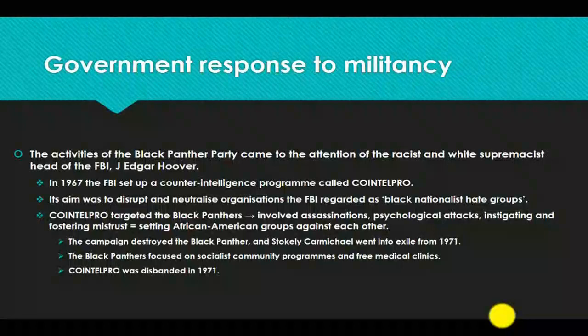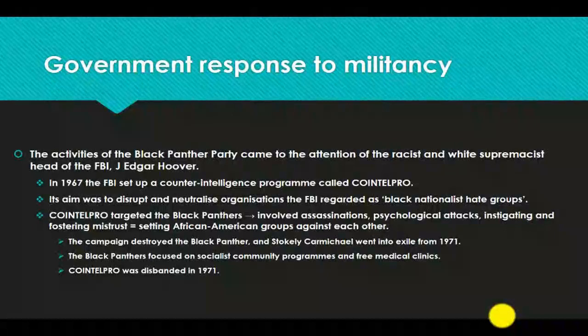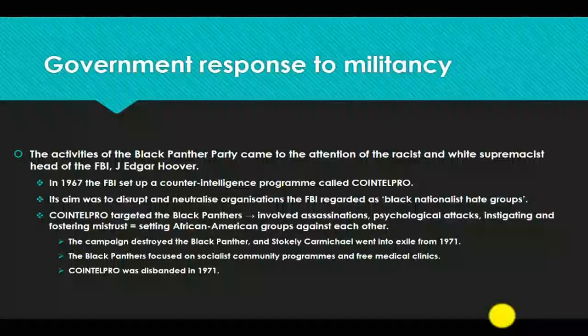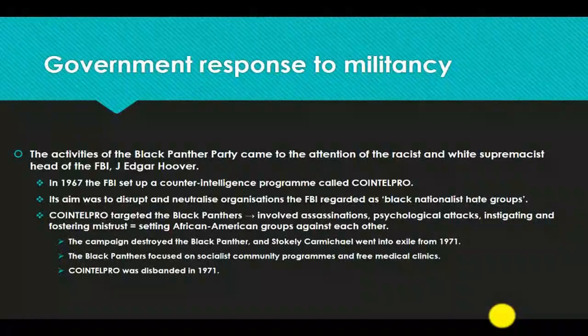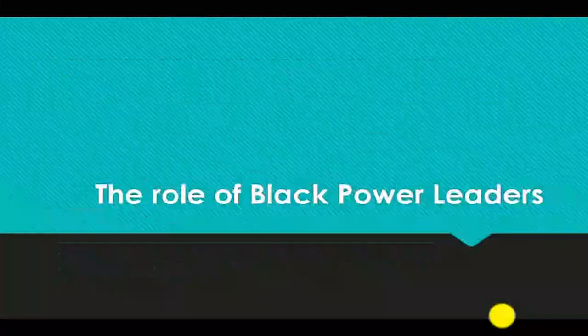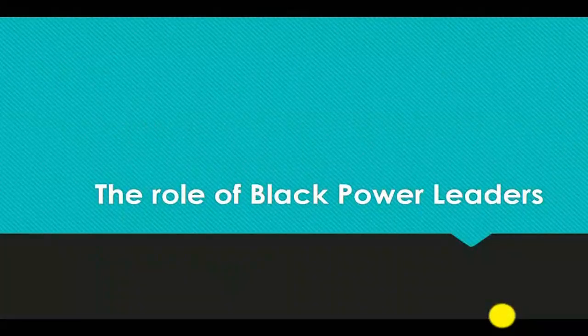It involved assassinations, psychological attacks, instigating and fostering mistrust, which resulted in setting African American groups against each other. The campaign destroyed the Black Panthers, and Stokely Carmichael went into exile from 1971. The Black Panthers focused on socialist community programs and free medical clinics, and COINTELPRO was then disbanded in 1971. And they had achieved their aim. So quickly, the role of Black Power leaders.